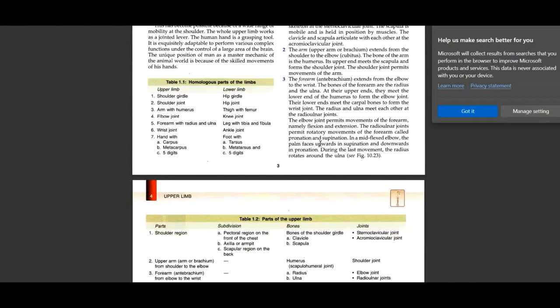That is called the cubitus. The bone of the arm is the humerus. Its upper end meets the scapula and forms the shoulder joint. The shoulder joint permits movement of the arm.